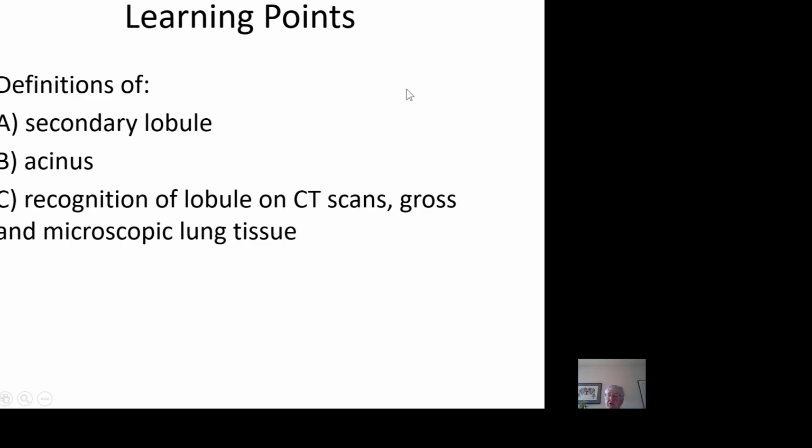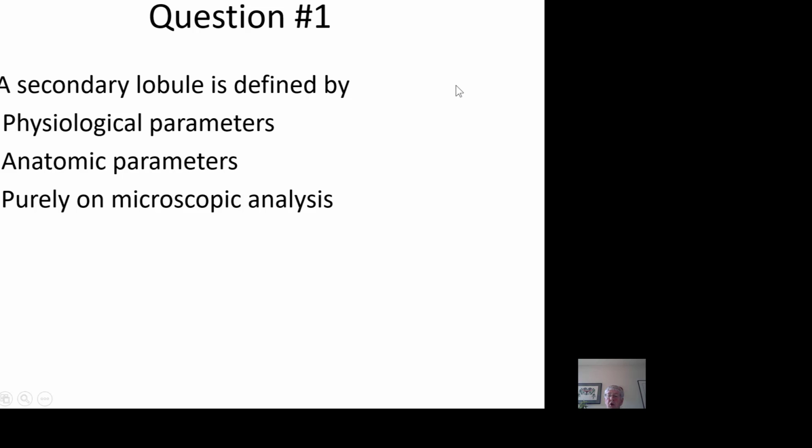So the learning points of the second part of the normal lung series are the definitions of a secondary lobule, definitions of an acini or an acinus, and the recognition of a lobule on CT scans, gross and microscopic lung tissue. Here are your questions.